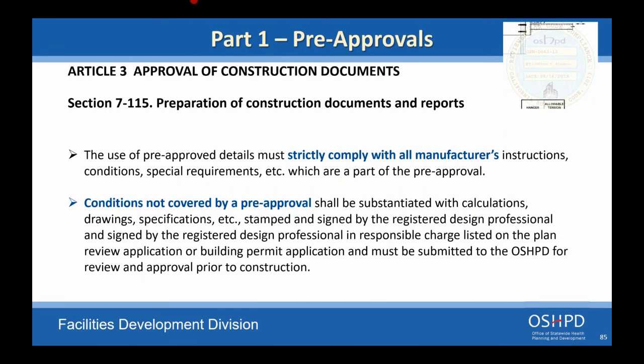Also with pre-approved details, you have to comply with the manufacturer's instructions. And anything not covered by the approval will need to be substantiated with drawings, specs, calculations, and stamped and signed by the registered professional, just like you would a regular detail.